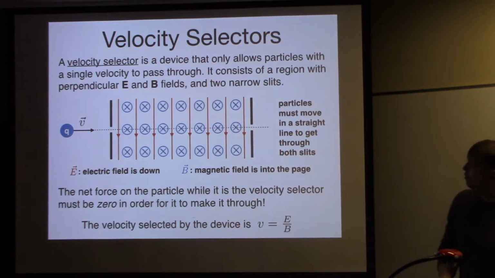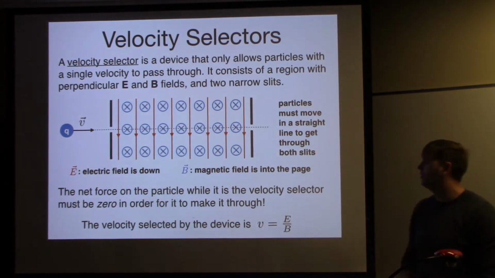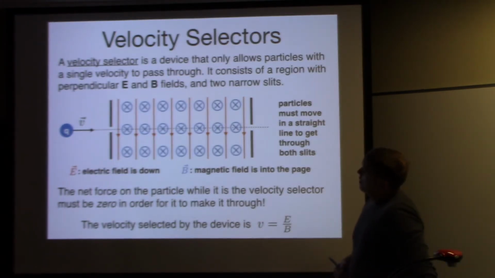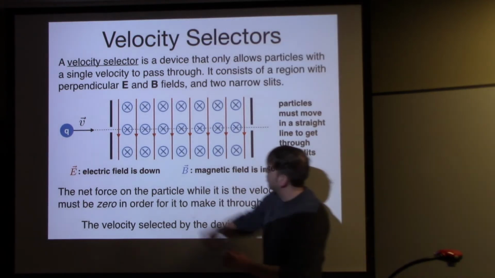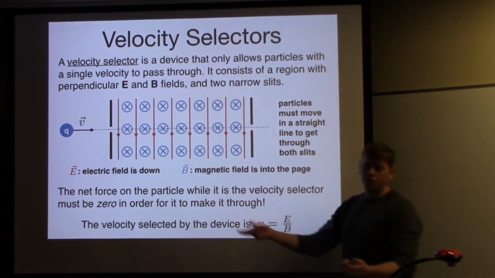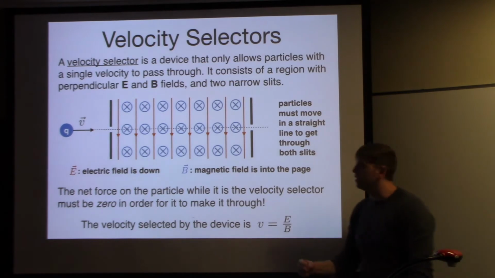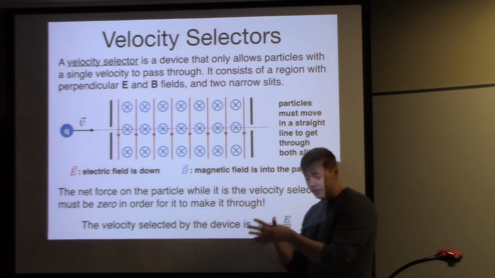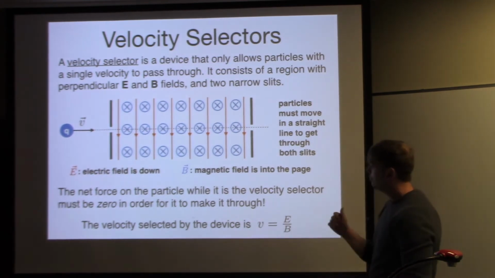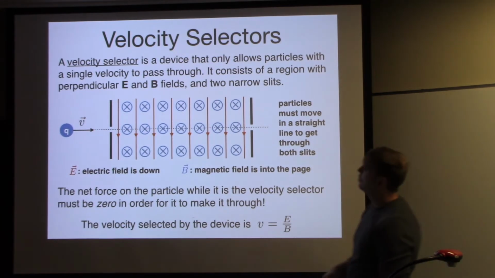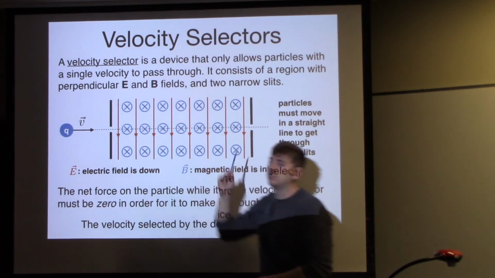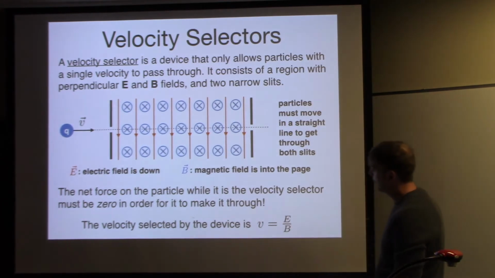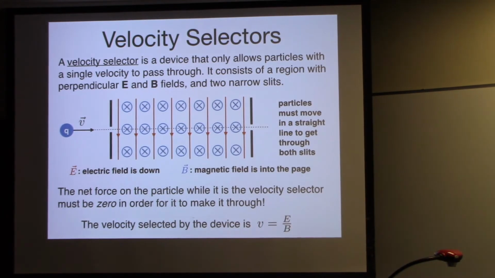Okay? And so what we're going to do is figure out what that velocity is. And the way we're going to do it is by saying, if it's moving in a curved path, if it curves up or down, there's obviously some kind of force acting on it that makes it curve up or down. But if it just keeps moving in a straight line at a fixed speed, we know there is no net force acting on it. In other words, the only way to get through the velocity selector is if there is zero net force acting on the charge. Okay? That's the idea.